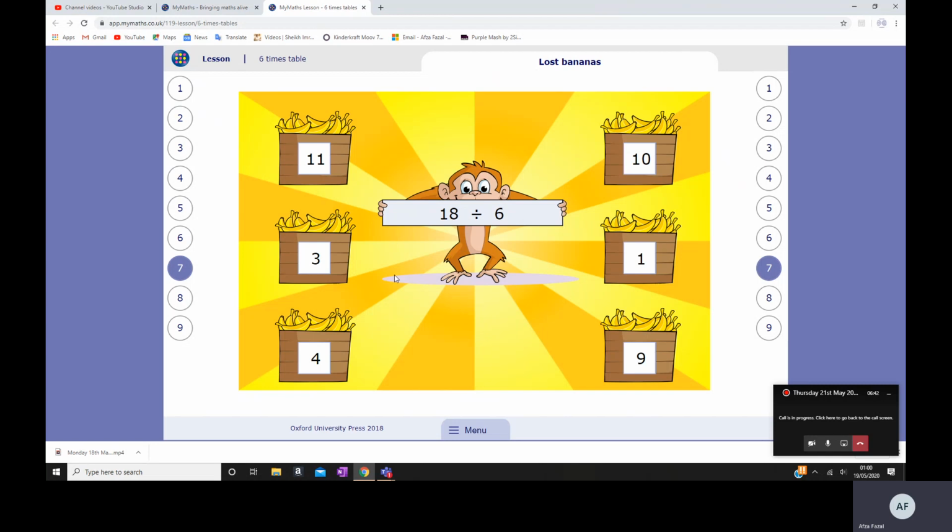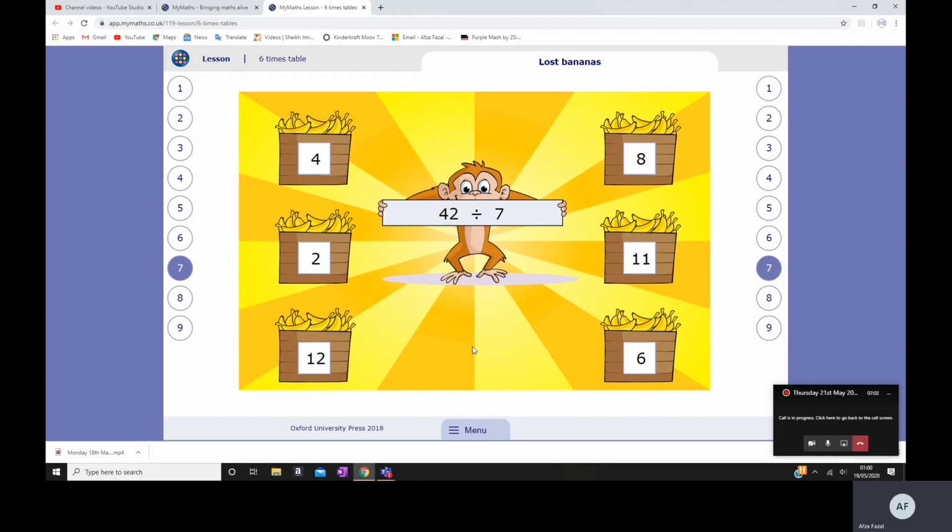18 divided by 6. How many 6s go into 18? 6, 12, 18. 3. Bananas. 42 divided by 6. Bananas. 42 divided by 7. So I'm going to count my 7s now. 7, 14, 24. Here's one on this one too. It's 7, 14, 21. See, I'm getting confused.